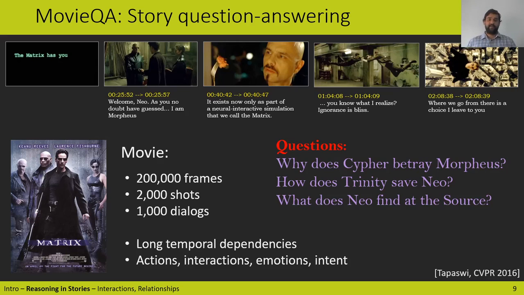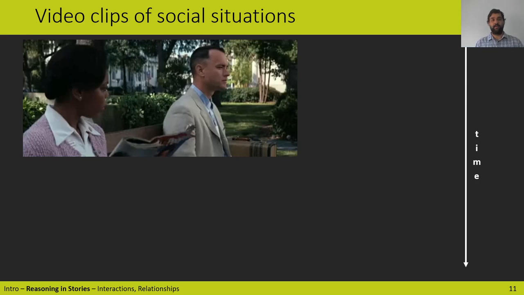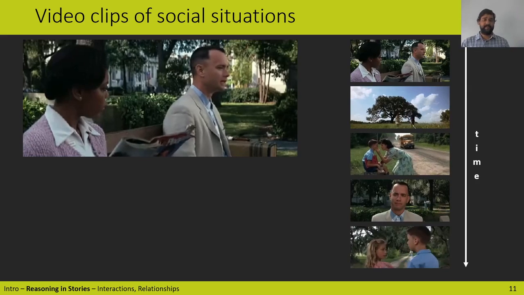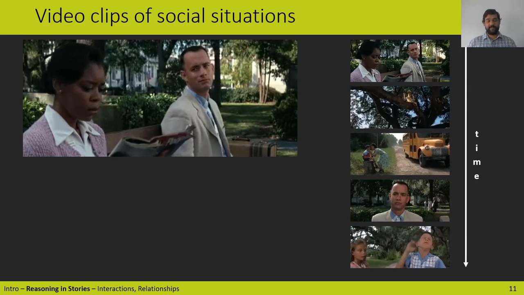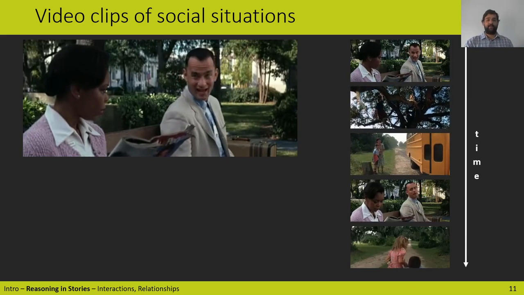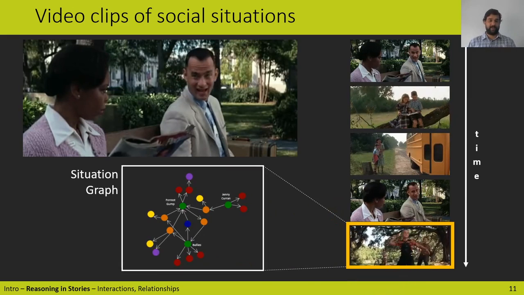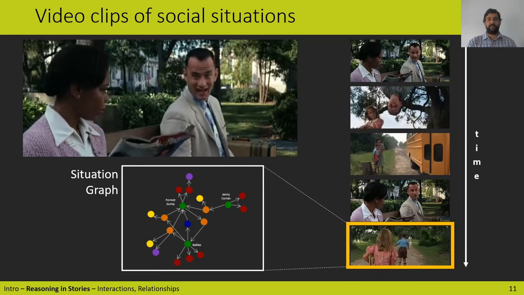So to get a better understanding of human behavior, instead of going through the question answering route, we thought of being a bit more explicit and creating some annotations, or collecting some data in this regard. In particular, we looked at movies and divided them into different clips, each containing a self-contained social situation. And for each clip, we then annotated a graph containing a variety of aspects of human behavior.